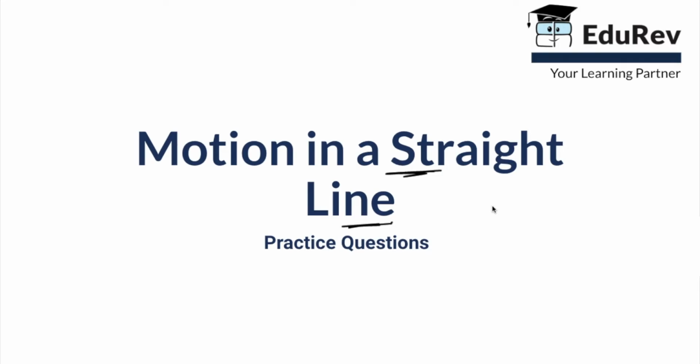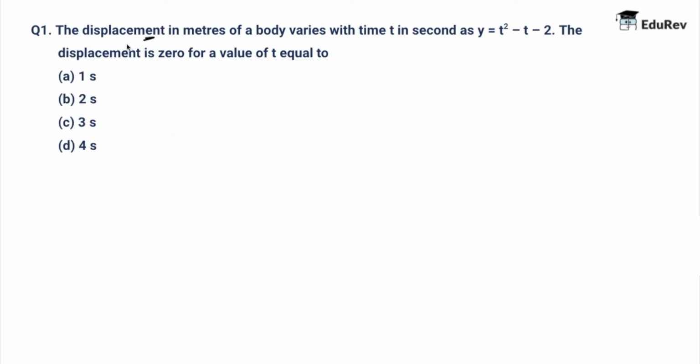The first question states that the displacement in meters of a body varies with time t in seconds as this equation is given. So the displacement is 0 for a value of t equal to what? Now for displacement to be 0, y should be 0, right? So let's find out the root of the equation. So basically y has to be 0. So what is going to be the root of the equation? Let's just find it out.